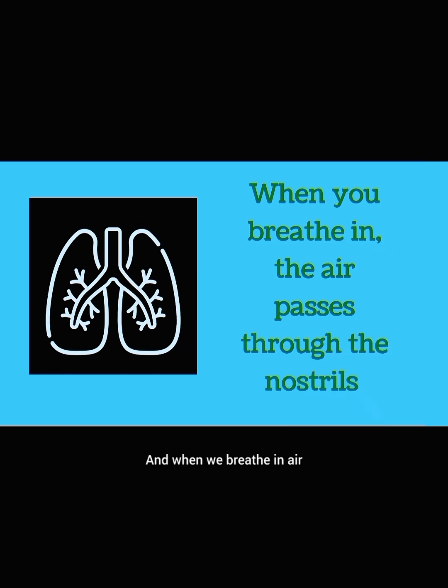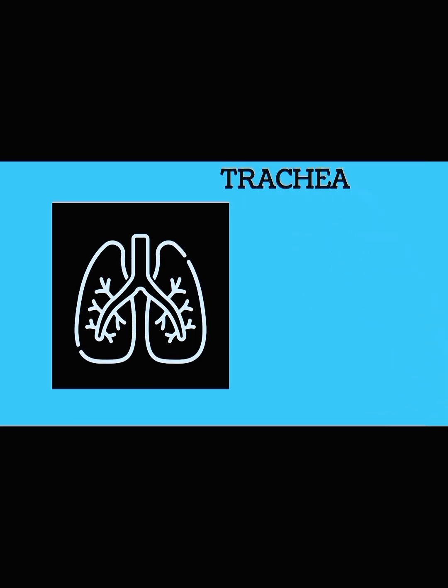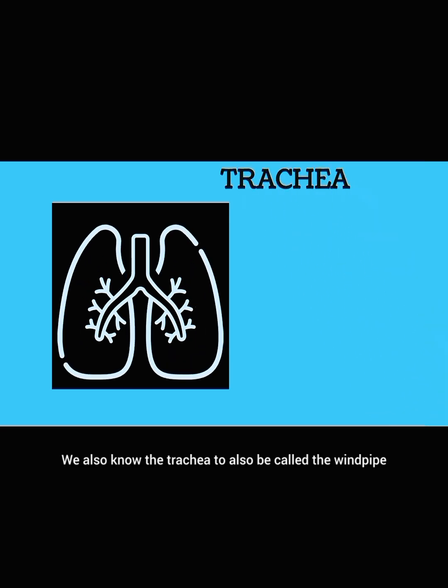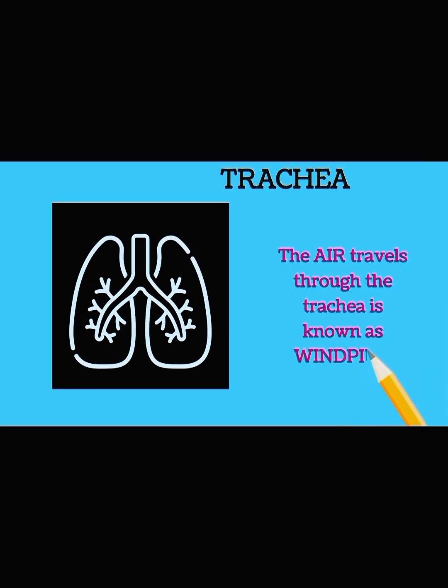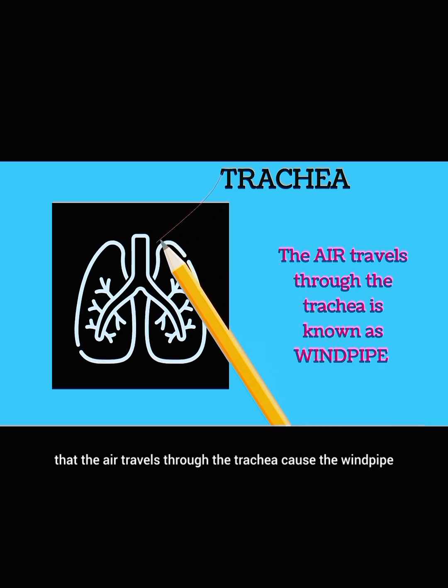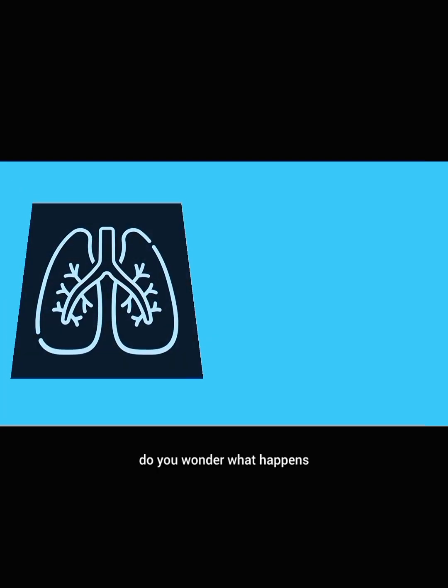When we breathe in, air passes through our nose or our mouth when we are talking. And have you wondered, this air that passes through our nose, where does it go? The air travels through the trachea. We also know the trachea to be called the windpipe. So you should know that the air travels through the trachea called the windpipe. Now, after it passes through the trachea, do you wonder what happens?